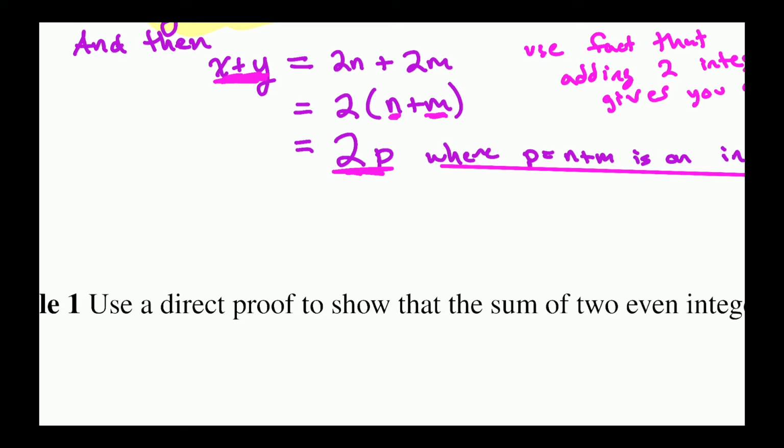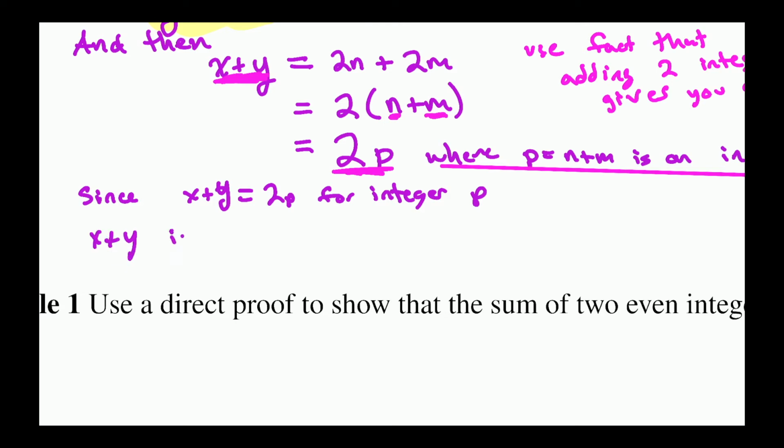Well, what's that mean? If x plus y is 2 times an integer, that means x plus y is even, right? So we can say, therefore, or I'll even explain it, since x plus y equals 2p for an integer, x plus y is even, right? By definition, it's even.